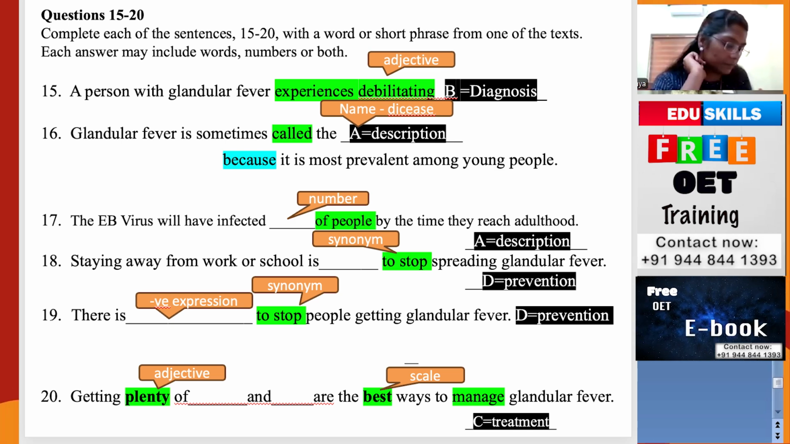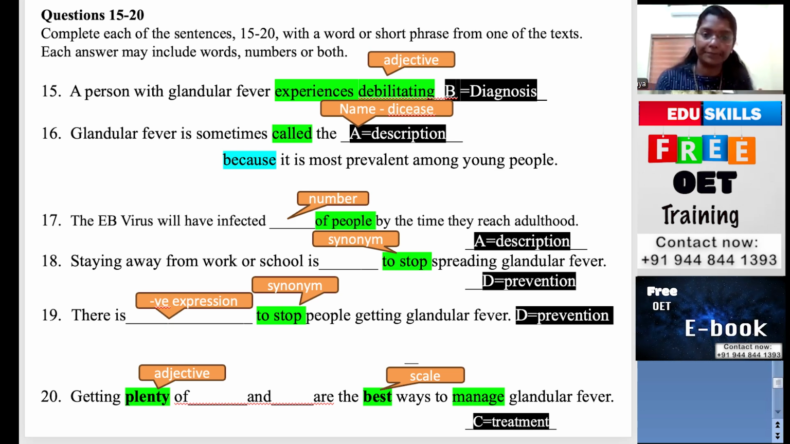Then 14. What sort of environment does the EBV need to survive outside a human body? What sort of? We have already seen moist. Moist environment. The adjective of the environment is moist. So the answer is moist.